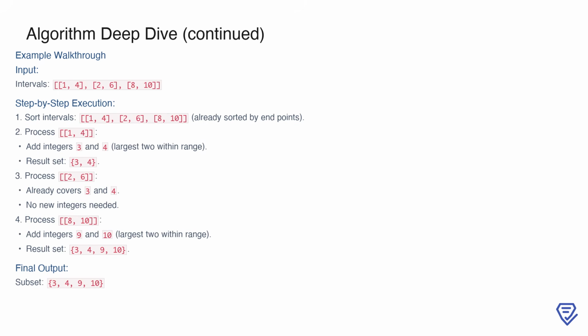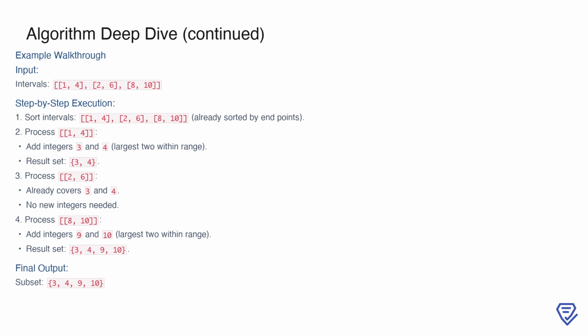To see the greedy algorithm in action, let's walk through an example. Suppose the input intervals are [1, 4], [2, 6], [8, 10]. First, we sort the intervals by their endpoints, but in this case, they're already sorted. Starting with the interval [1, 4], we add the largest two integers within the range, which are 3 and 4. These integers are added to the result set.